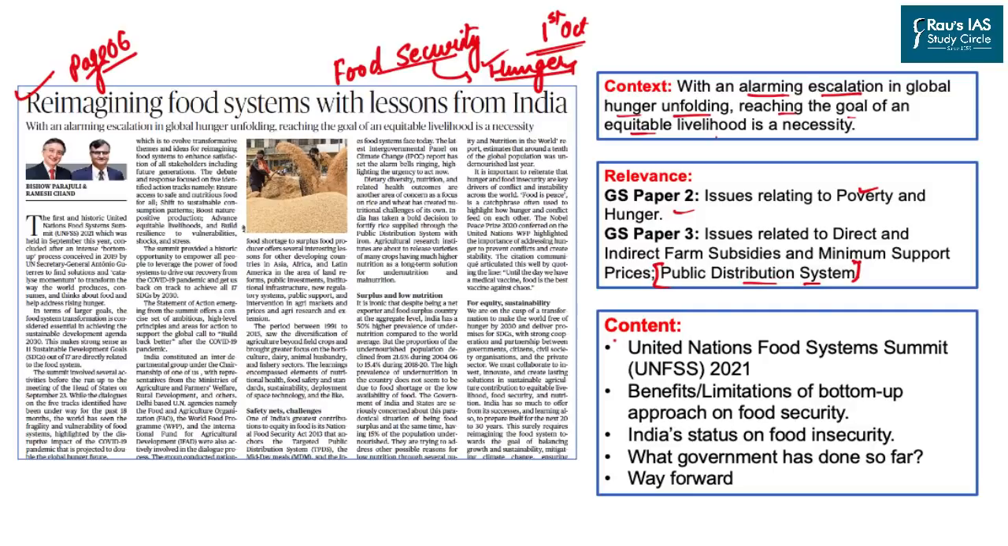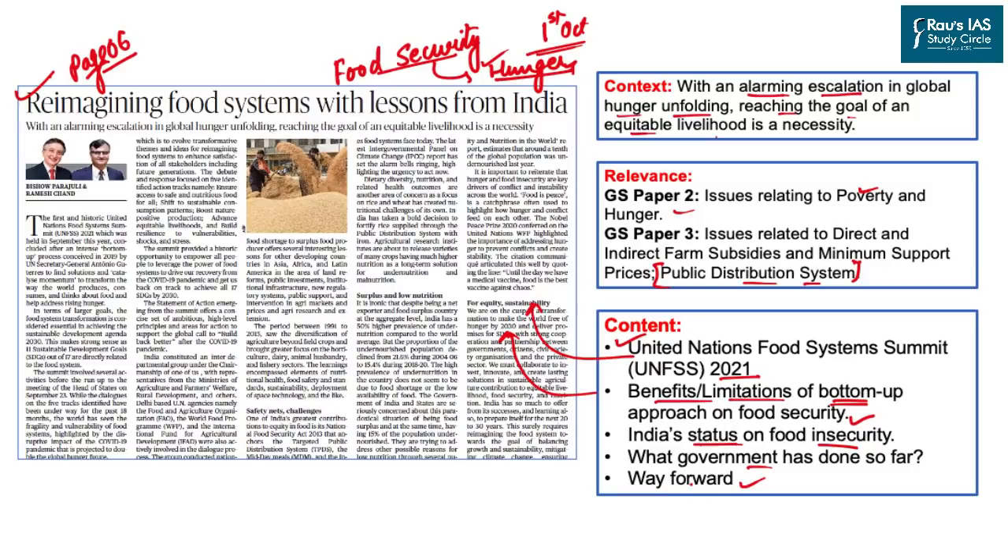Hence, the content for today's discussion will include the United Nations Food Systems Summit, which was held recently and was also part of this article. We will also look into the benefits and the limitations of the bottom-up approach, which was suggested again in this article. We will also look into India's status on food insecurity, what the government and other agencies including NGOs and the private sector have done in this regard, and lastly we will look into some of the ways forward which can help you to write an answer on food security in the mains examination when it comes to paper number 2 and paper number 3.